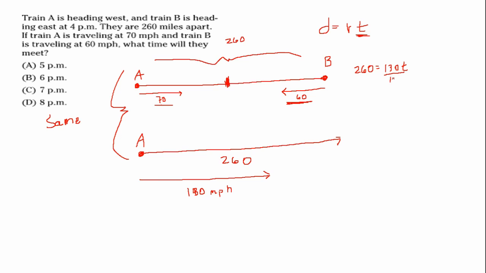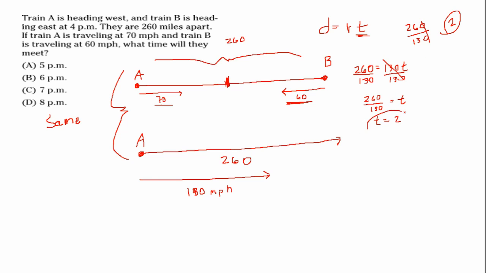Solve for t, divide both sides by 130. 130 divided by 130 crosses out, so we're left with 260 over 130 equals t. Think about this. 13 times 2 is 26, so 130 times 2 is going to be 260, so we know t is going to be 2. Similarly, we could have done 260 divided by 130, crossed out the 0, and done 26 divided by 13. You just have to see that that's 2, otherwise you would have to do the long division.